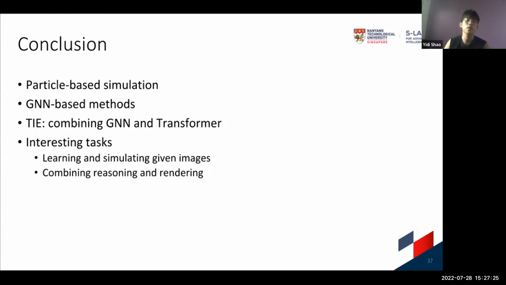And for some future works and some interesting tasks, currently the work still takes as input the particle states, and some works focus on the input as images. So, reasoning from the images and outputting a new image about the new states, a new position of the objects. And some other works also combine the reasoning and rendering together. Because currently some works separate the two parts. We only use the network focused on reasoning, and for the rendering we still turn to some existing rendering tools. So some works also focus on combining these two parts together.